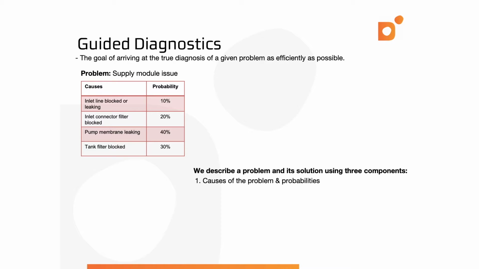Let's take a look at exactly what it is that Dezide does compared to other solutions out there. The example we have here today is about a supply module issue. Dezide is an agnostic solution, so this is just an example.